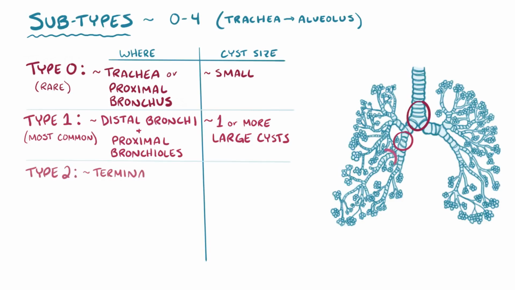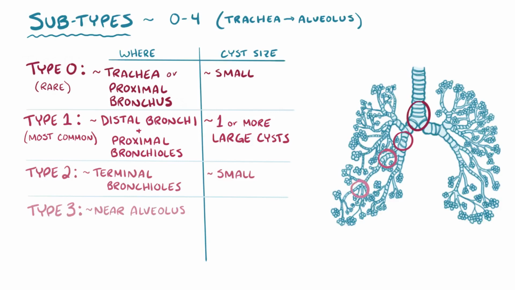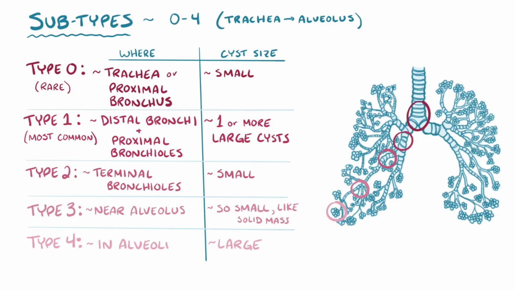Type 2s come from the terminal bronchioles and have smaller cysts. Type 3s arise almost all the way down to the alveolus, and have cysts that are so small they look like a solid mass. And type 4s develop in the alveoli and have large cysts.